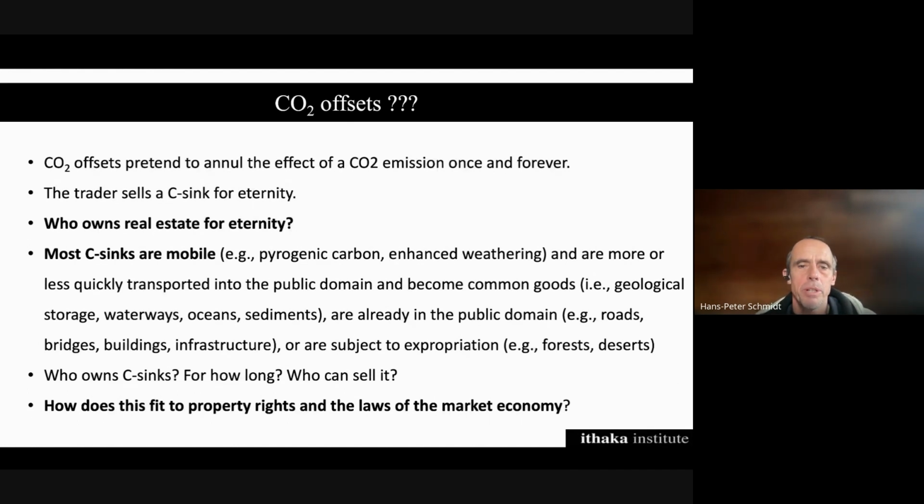So who owns the carbon sinks? It's in the public domain, but who got paid for it and who guarantees the maintenance? So how does this fit to property rights and to the laws of the market economy? We don't see how this could fit into the current economic system. It may fit into a more communistic-like system, where Big Brother takes care of everything, but in a more liberal society with property laws that are respected, eternal carbon sinks do not work.